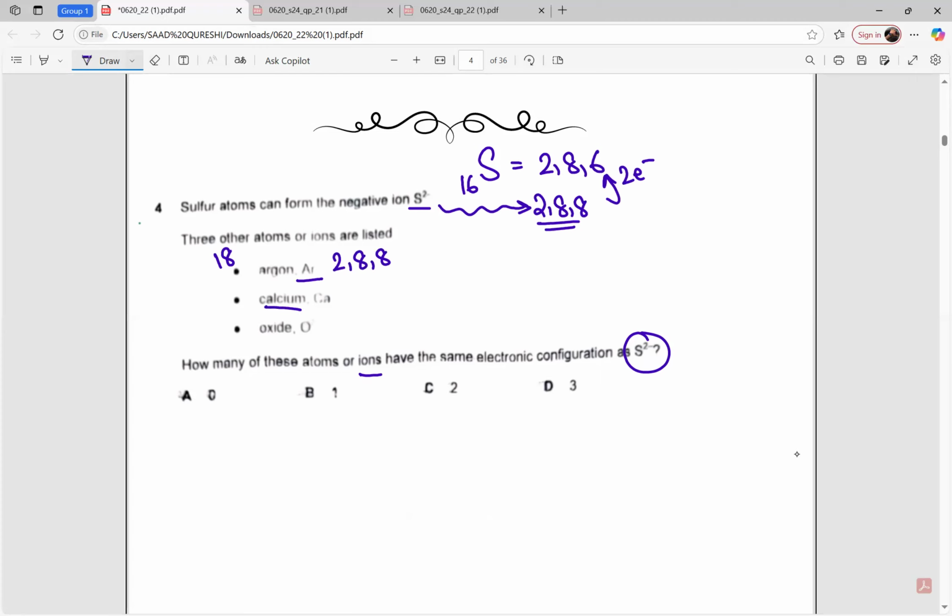If we see calcium atom, its atomic number is 20. So it will be 2, 8, 8, 2, which is not same as sulfide ion. And as for the oxide ion, it is oxide O2 minus. Oxygen atomic number is 8. So its configuration is 2 and 6. So after gaining 2 electrons, it becomes 2 and 8, which is not the same as sulfide ion. So here only one argon has the same configuration like sulfide. So B is the answer, 1.